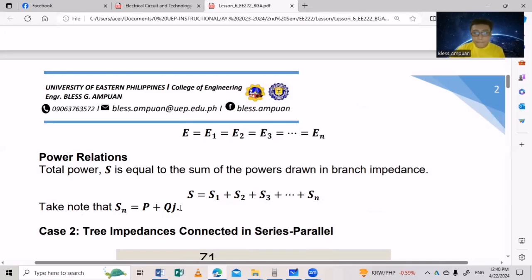Okay, so with this, the total apparent power is equal to the sum of the power drawn in each branch impedance. Again, take note that our S sub 1 is not the magnitude itself, but the vector. So use the rectangular form for S sub 1, and the rectangular or polar form for S sub 2. If you convert this into its polar form, you could get the pure value for the impedance.